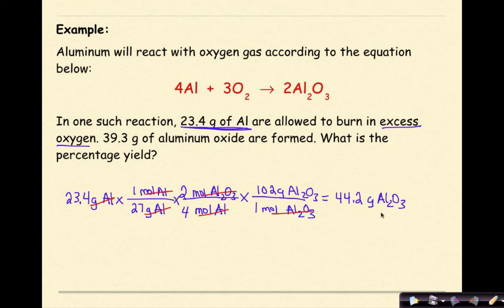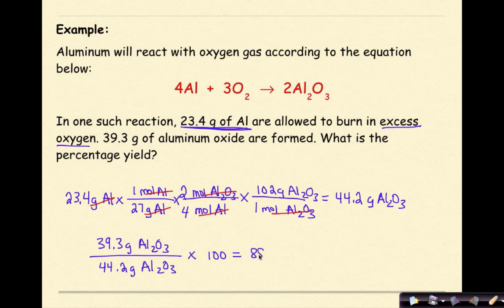So since this is my theoretical yield, I can now figure out my percentage yield because I remember that percent yield is equal to actual over theoretical times 100. The actual amount of aluminum oxide is stated here. 39.3 grams of aluminum oxide are formed. So that is my actual. So I'm going to write that first. 39.3 grams of Al2O3, and I'm going to divide that by my theoretical, which is 44.2 grams of Al2O3, and I'm going to multiply the whole thing by 100. So when I divide this out and I multiply this by 100, my percent yield is going to be 88.9%, and that is my percentage yield.